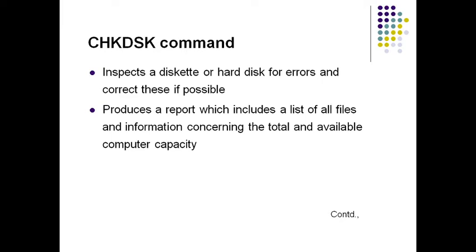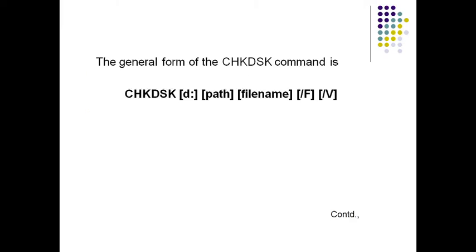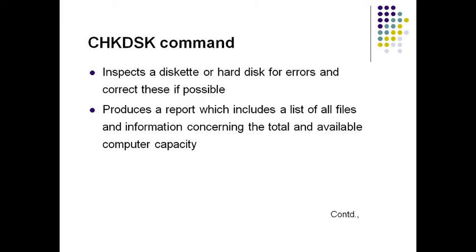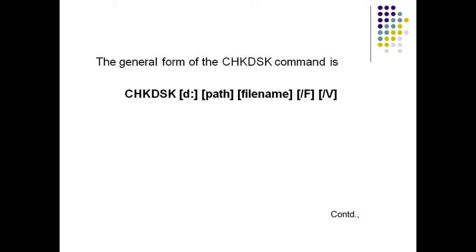or hard disk for errors and corrects these if possible, and produces a report which includes a list of all files and information concerning the total and available computer capacity. Okay, students, the syntax of the check disk command is chkdsk d: path filename /f /v.